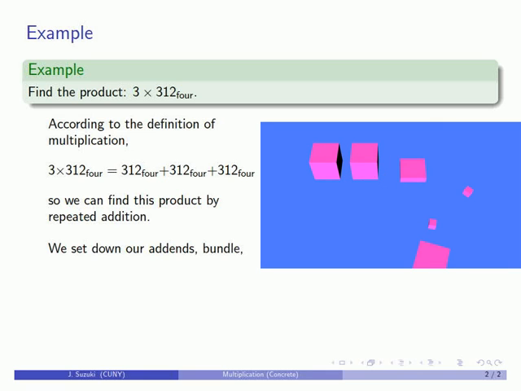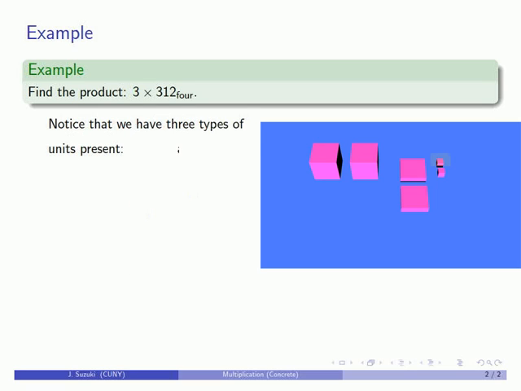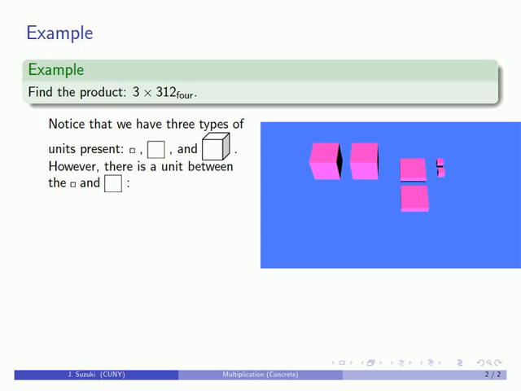And record our answer. So remember, arithmetic is bookkeeping, and we have 3 types of units present. This one, this one, and this one. However, there is a unit that we went through that was between the smallest and the next sized unit, and that was the unit we might represent this way.